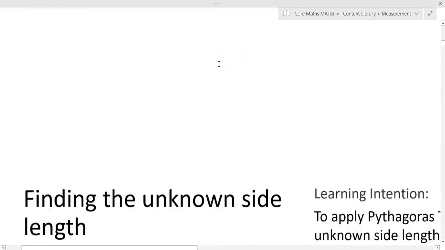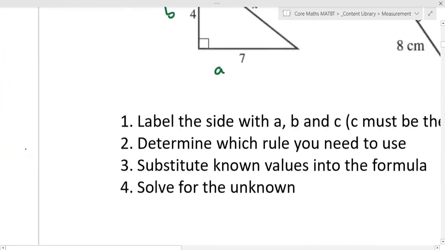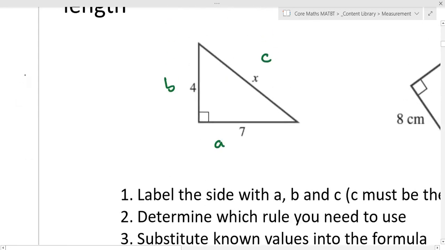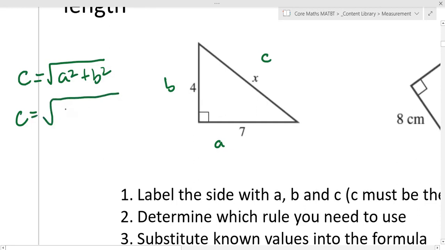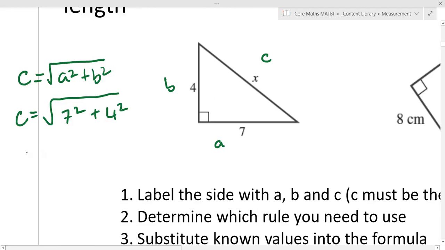So that means out of the formulas that we have, we're going to use the C formula, which is this. Now that we've identified it, let's use the C formula, which is C equals square root of A squared plus B squared. According to this, C is going to be square root of 7 squared plus 4 squared. Then if you put that in your calculator, literally just type square root of 7 squared plus 4 squared, and that will be 8.06. Let's do two decimals.